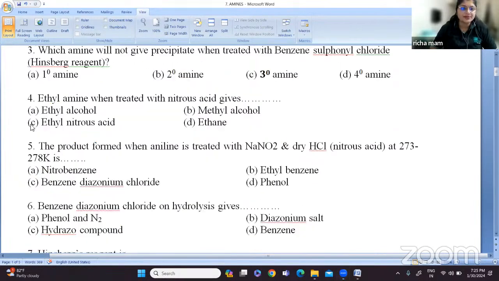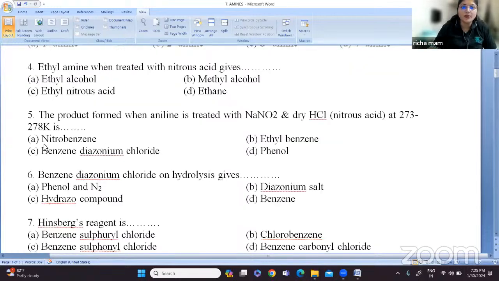Fifth question. The product formed when aniline is treated with... I'll draw the structure of aniline. So this is aniline.